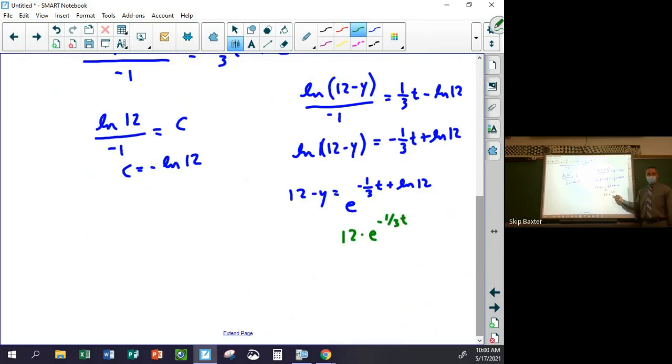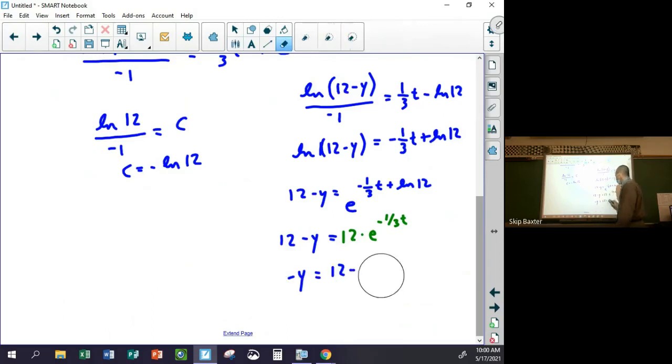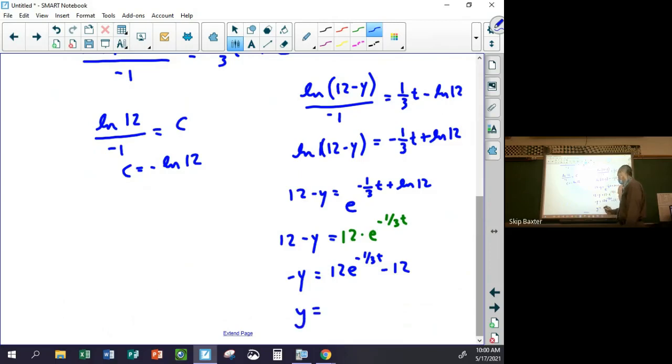Does everybody see how that is? If you're going to do that, which you don't have to, make sure you do it properly. So then subtract 12. You get 12 times e to the -1/3 t minus 12, and then just negate that side. So you get y equals -12e to the -1/3 t plus 12.